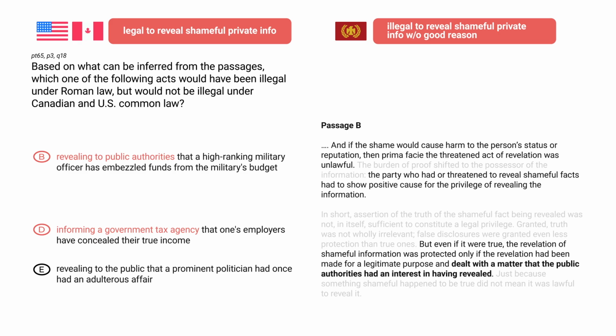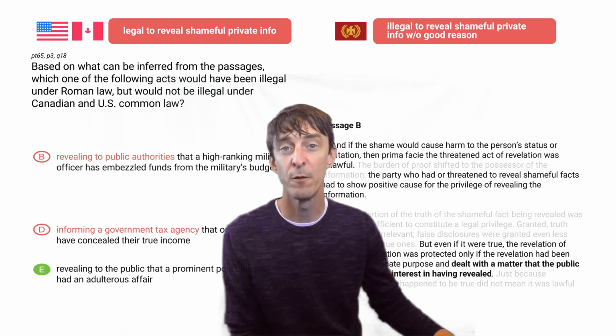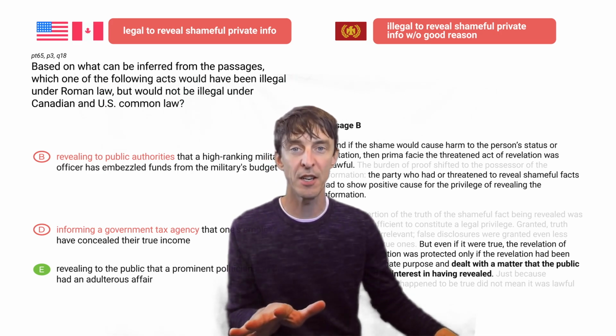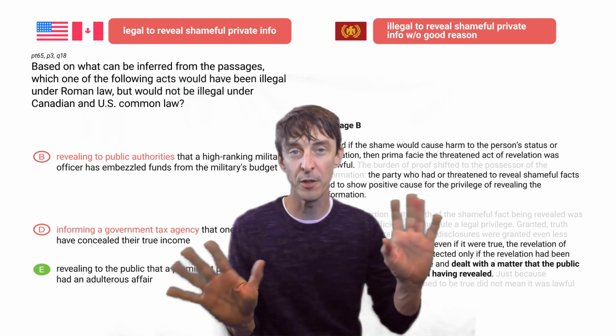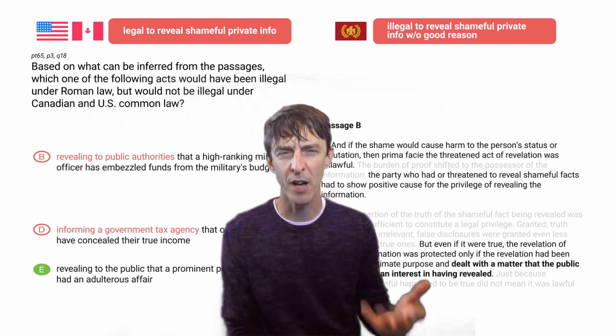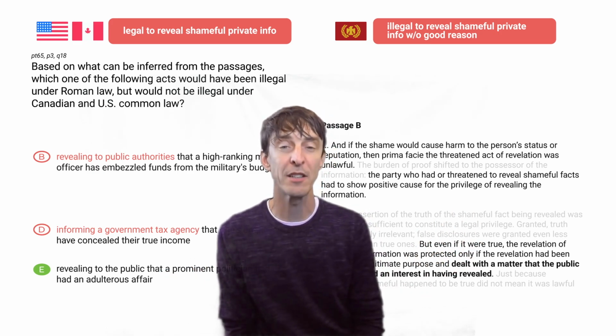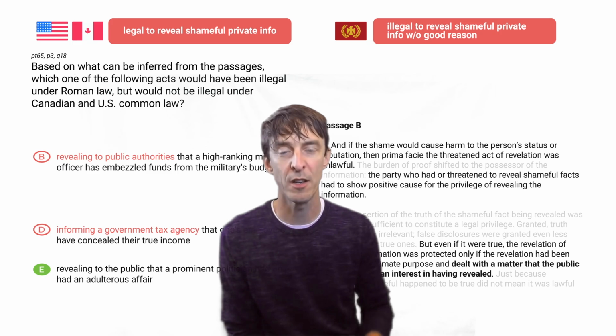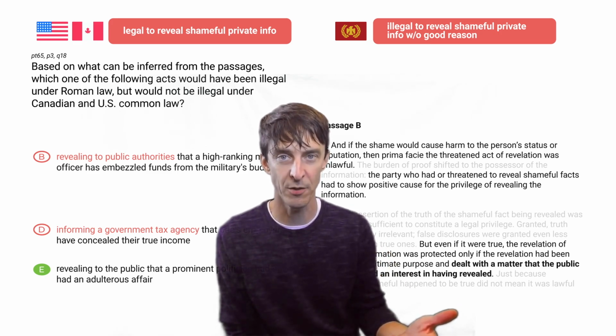So our correct answer here would be E, because it's the only one where it has nothing to do with government business. You are just telling TMZ that your neighbor, Senator Fancy Pants, once had an adulterous affair. For this question, knowing that key distinction between legal or illegal to tell someone's secret got rid of a couple answers, but then we had to go back to the text to pick up that nuance that gets rid of the next two wrong answers.